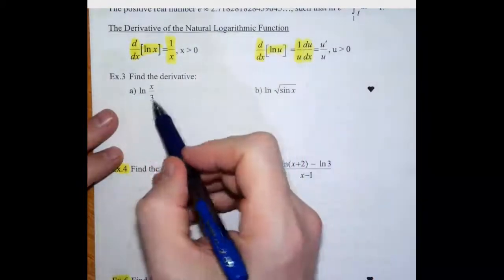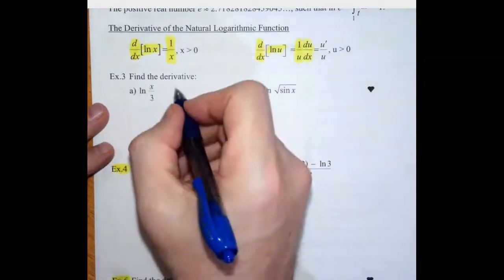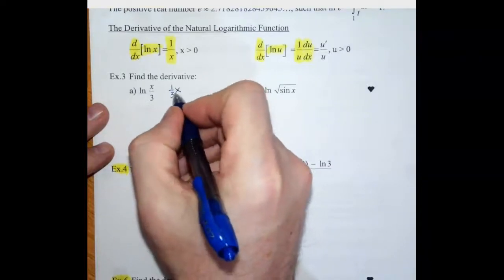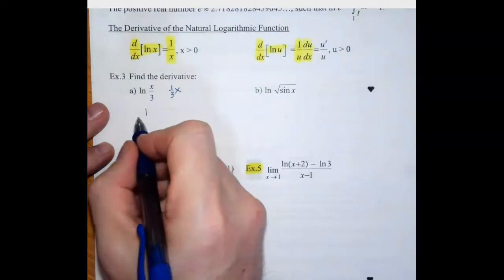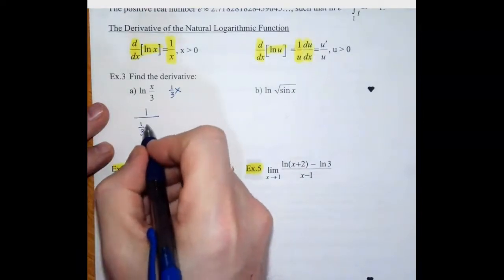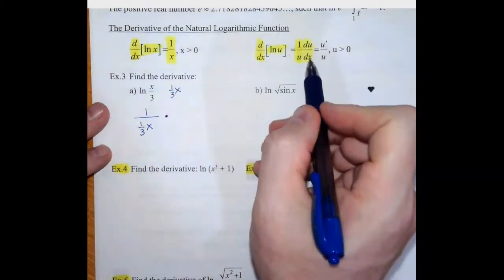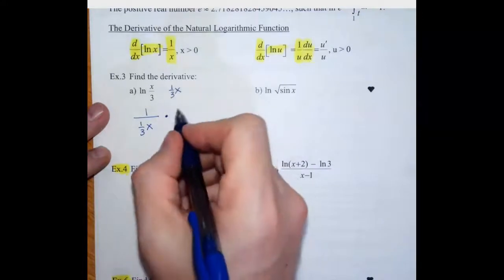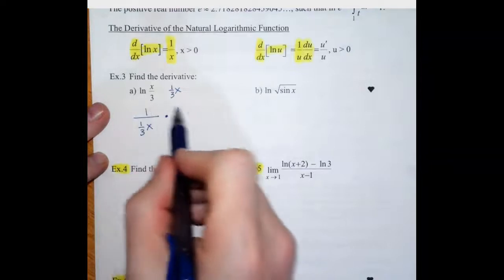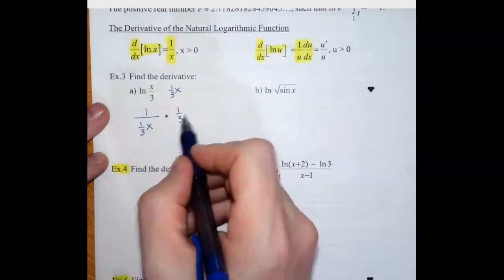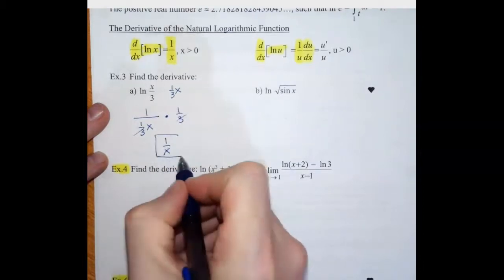This is the u situation. U is 1/3 of x. So if we take, maybe you need to rewrite that, 1/3 of x. Another way to look at that. So 1 over u would be this times the derivative of that. That's the du dx. So the derivative of that is 1/3. And if you multiply 1/3 times this, so 1 times 1 is 1. If you multiply 3 times this, these are going to cancel out. So that just turns out to be 1 over x.